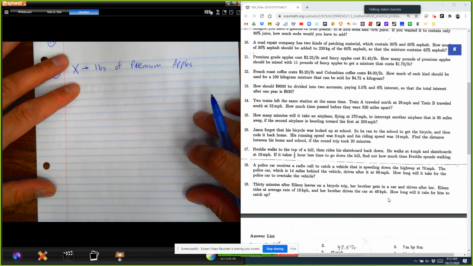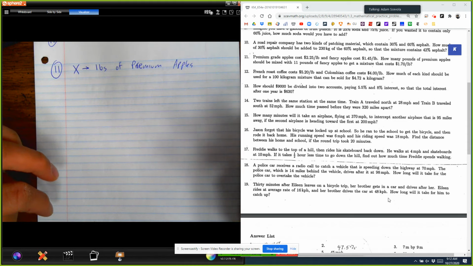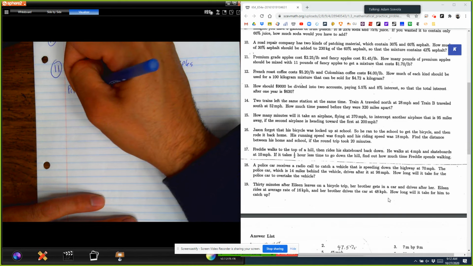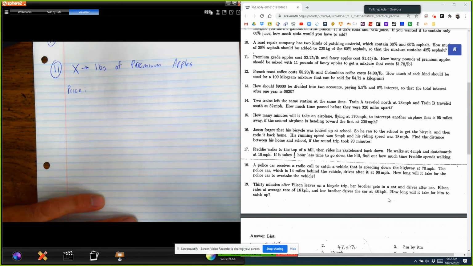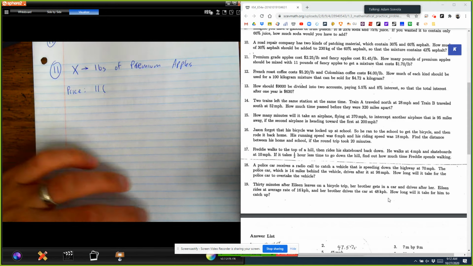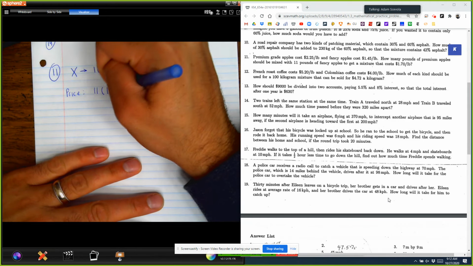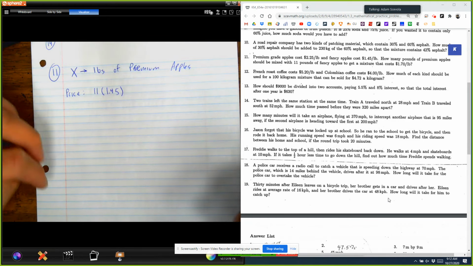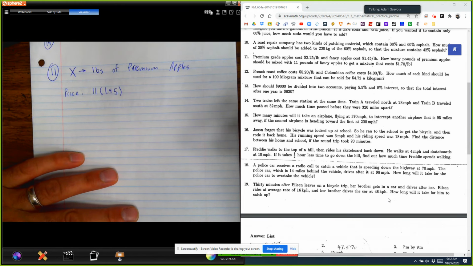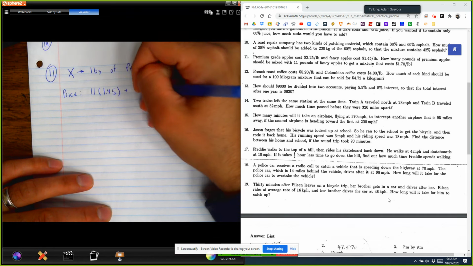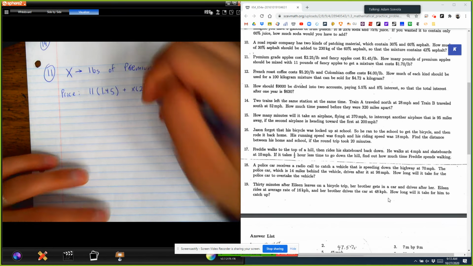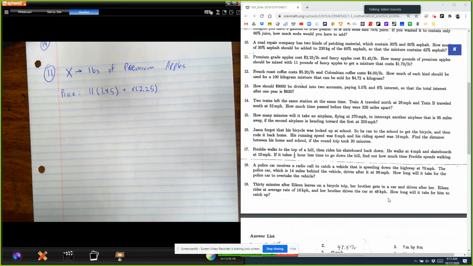So if we're making like a price equation, 11 times $1.45 represents the cost of those apples. And by the same process, we can make X times 2.25 be the cost of the premium grade apples based on X, how many pounds of premium apples we have. So when you make your variables and you assign them, it's very important to include the units.